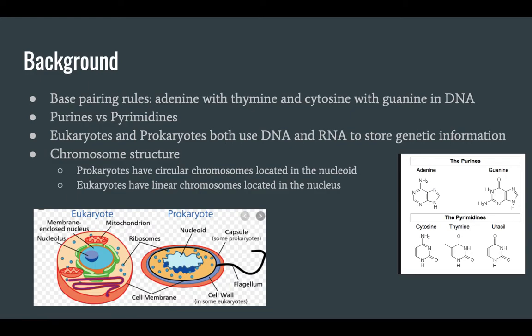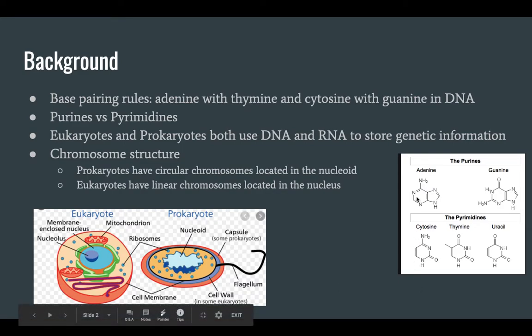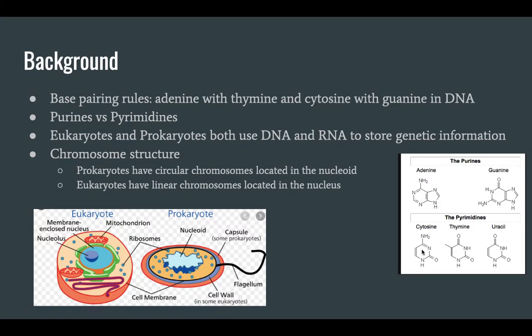In DNA, adenine always pairs with thymine, and cytosine always pairs with guanine. In RNA, adenine always pairs with uracil, and cytosine always pairs with guanine. These 5 nucleotides are categorized into purines and pyrimidines. As you can see here, purines have a 2-ring structure, and a pyrimidine has a single ring. Adenine and guanine are the purines, and cytosine, thymine, and uracil are all pyrimidines.